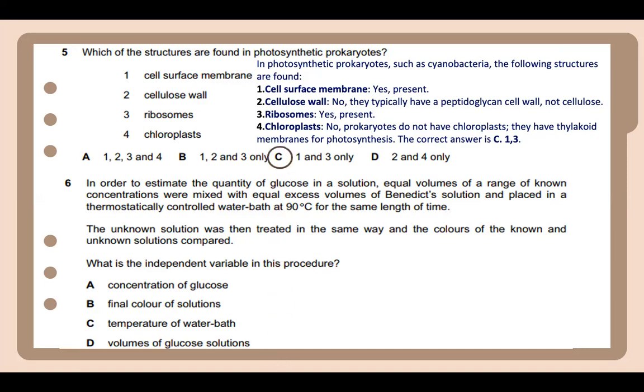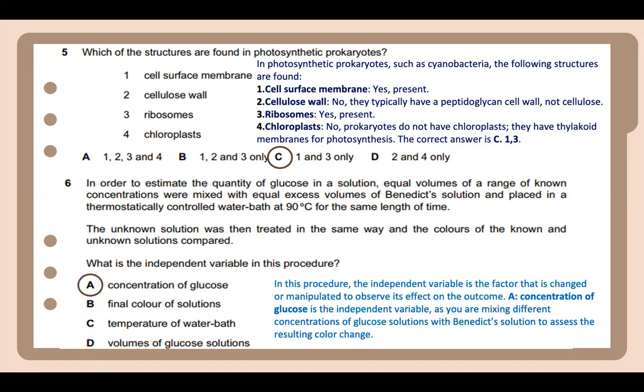In order to estimate the quantity of glucose in a solution, equal volumes of a range of known concentrations were made with an equal excess volume of Benedict's solution and placed in a thermostatically controlled water bath at 90 Celsius for the same length of time. The unknown solution was then treated in the same way and the color of the known and unknown solutions compared. What is the independent variable in this procedure?